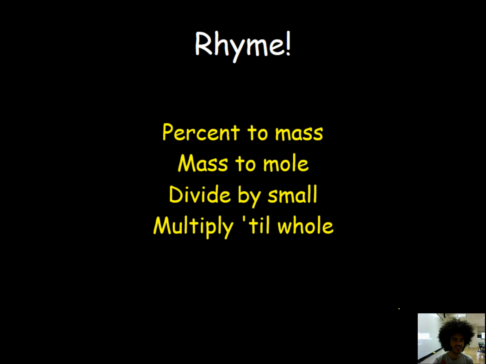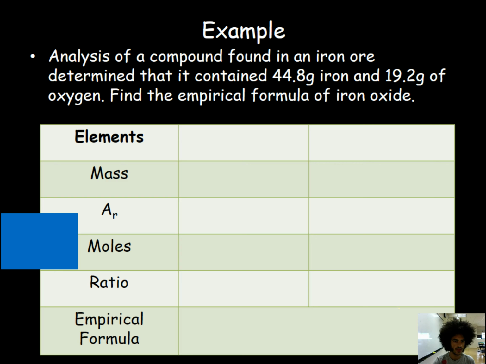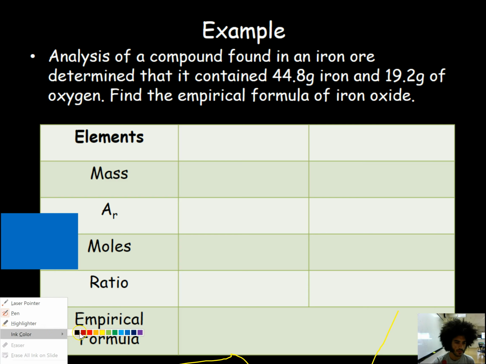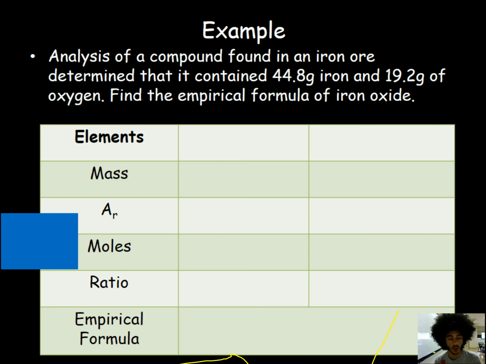Now I like using a table to structure my information, and it looks a little bit like this. Okay, so let's have a look at it. So in the table, as you can see, I have the elements in question, which I'm going to be solving in my question. I've got mass, AR, moles, and ratio, and then finally the empirical formula. Now you have to just go through this stepwise.